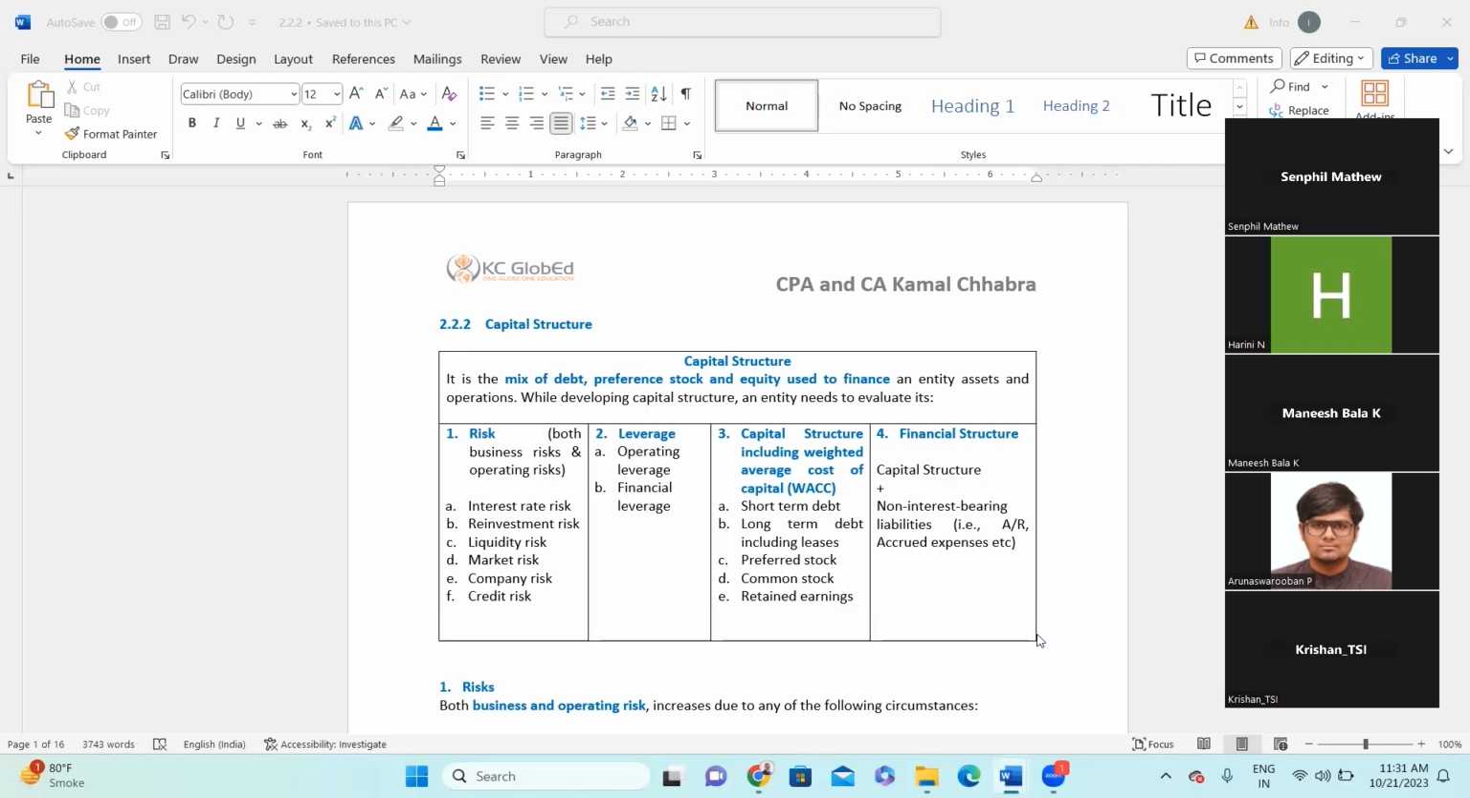So from the capital structure point of view, what could be the possible business risk or operation risk? It will be your interest rate risk. That means there may be a possibility that the market interest rate will change.